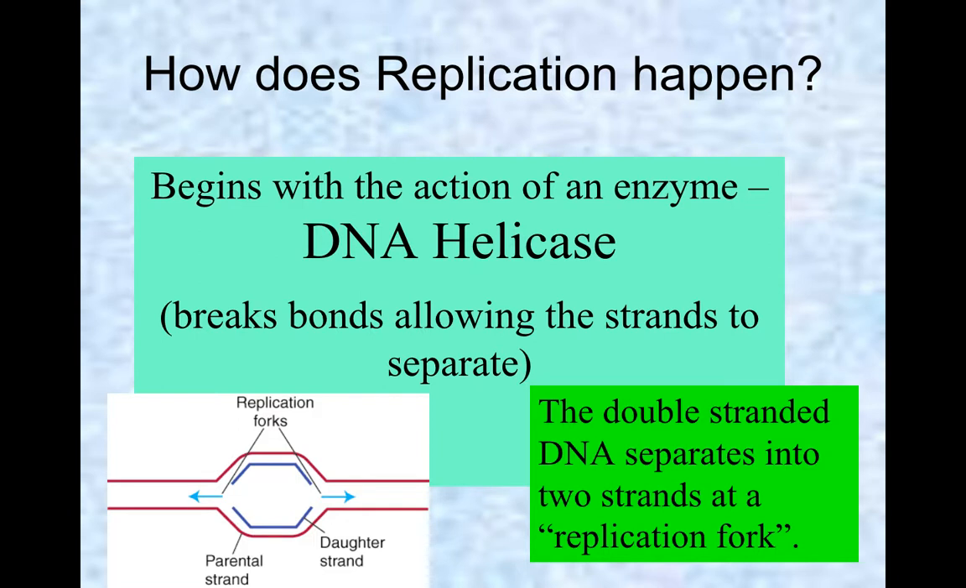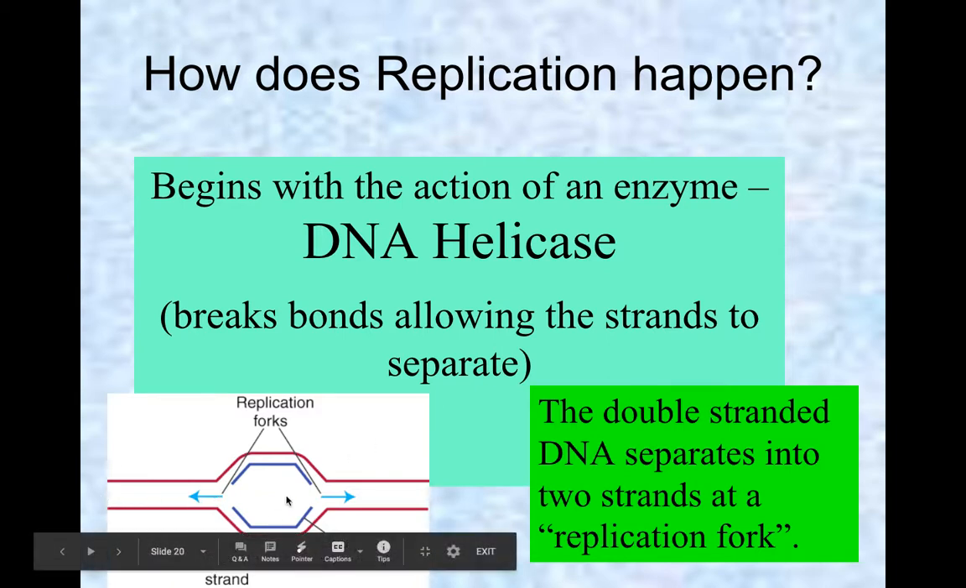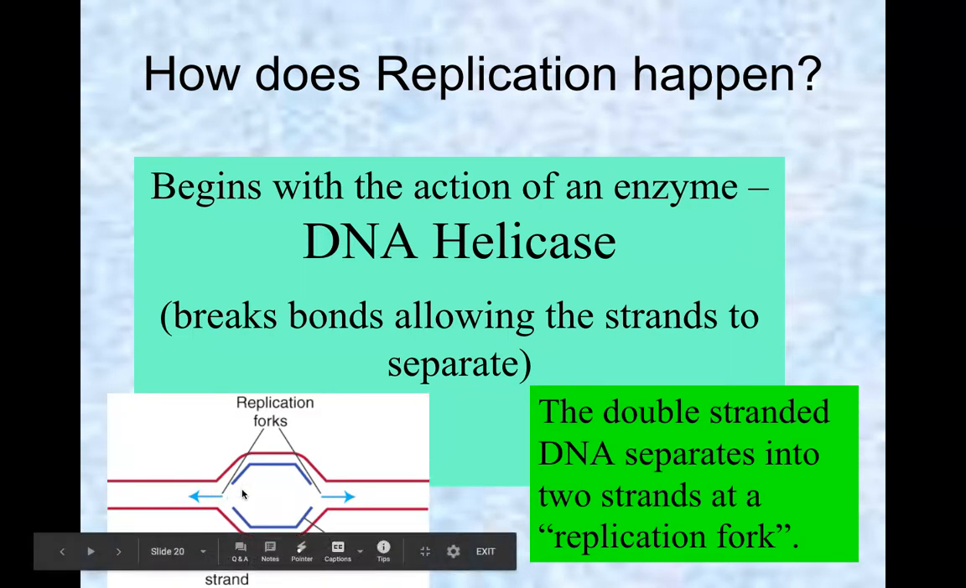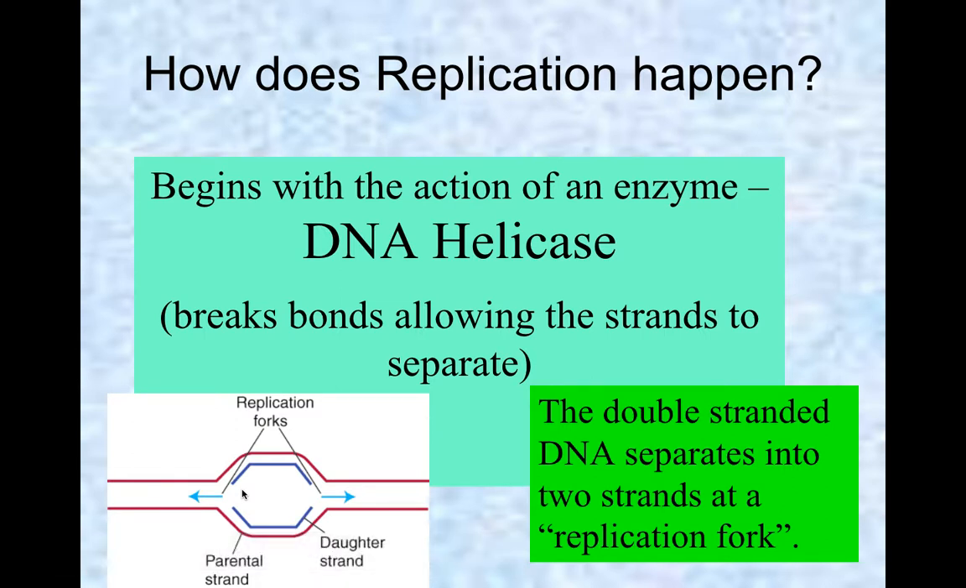So how does this happen? Well, we've got 3 key enzymes that are going to play a role. DNA helicase is going to come along and break the hydrogen bonds that hold the 2 strands of DNA together. That's going to allow them to separate, and we're going to hold them apart so they sort of make like a Y shape.